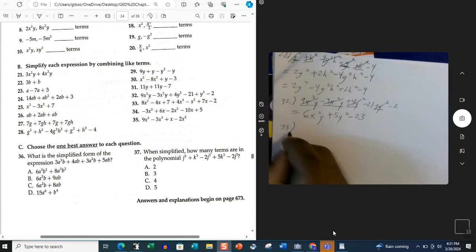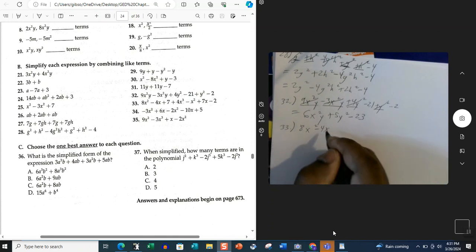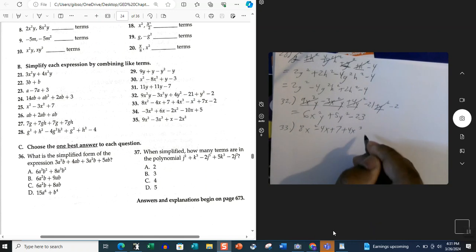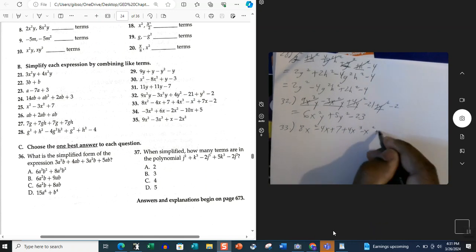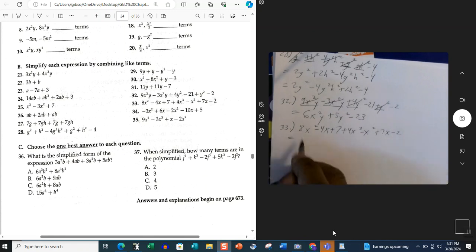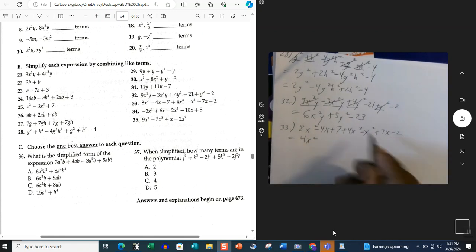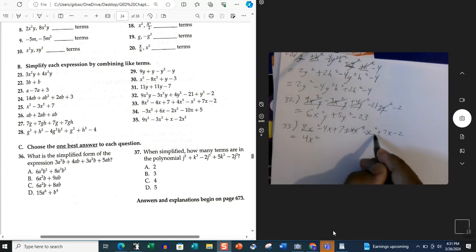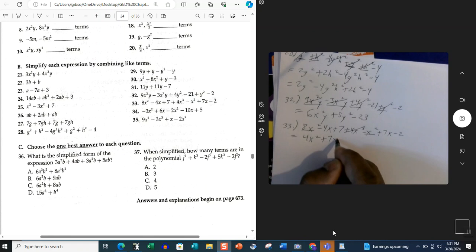Now we go to problem 33. We have 8x squared minus 4x plus 7 plus 4x cubed minus x squared plus 7x minus 2. Now we're trying to combine like terms, but since we have all these x's, let's look at the x with the highest exponent, which is 4x cubed. There's nothing else that matches up with that, so we will write that down. Now we go to the x squared. There's an 8x squared and a minus x squared, which will give us a positive 7x squared.